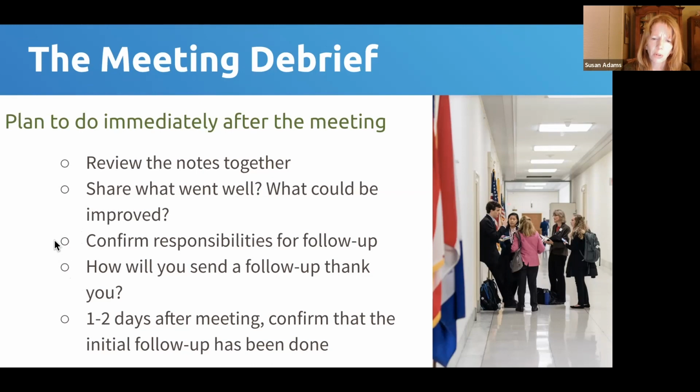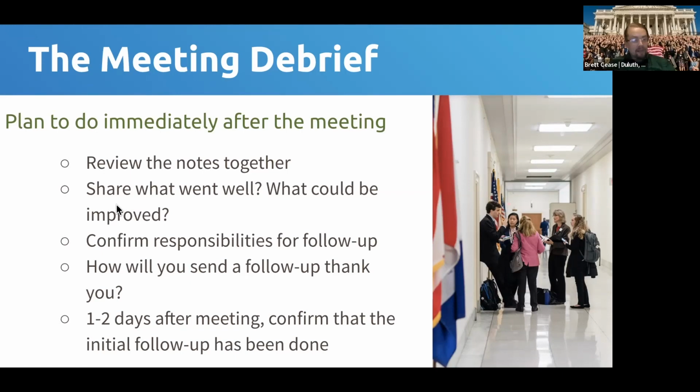So, you're going to make promises during the meeting that, oh, we're going to follow up with this study or that information. Make sure that somebody has been assigned to do those things, like who's going to write the thank you note, and then put it on your calendar, and then two days later, check in with all those folks who've promised to do follow-ups.